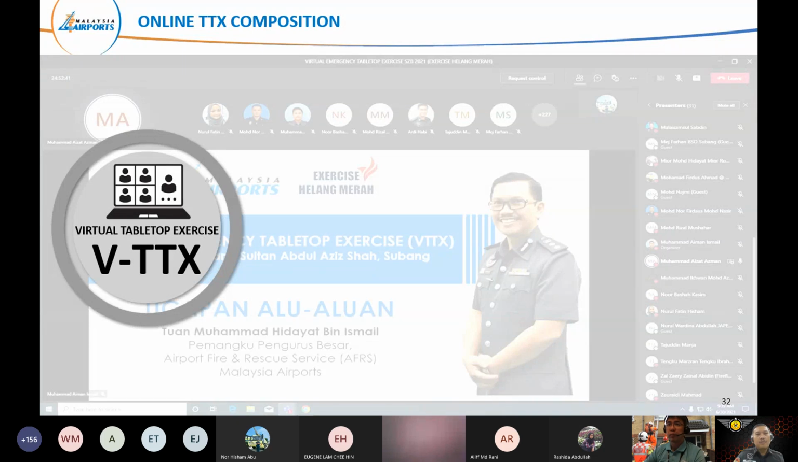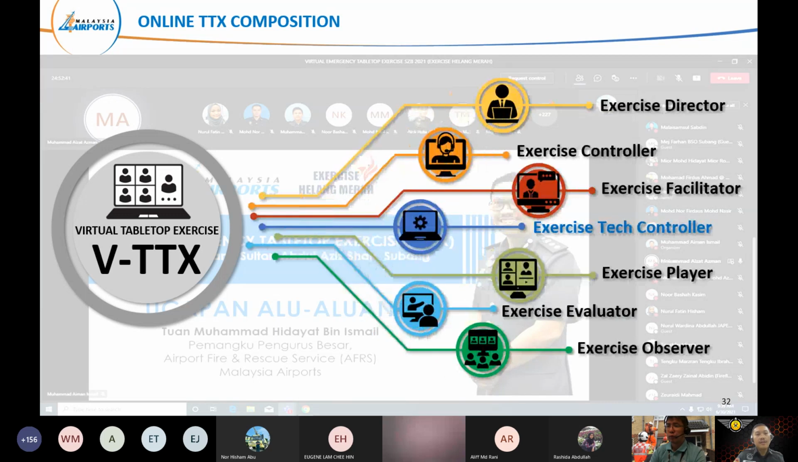As an exercise, normally there will be a composition. In a normal tabletop exercise, or even a virtual or online tabletop exercise, we have the role of exercise director. The exercise director is the mastermind of this tabletop exercise. They will set the objective and set the scenario accordingly to meet the current objective or situation. For example, during COVID-19, we can set the objective as managing an aircraft accident during COVID-19.